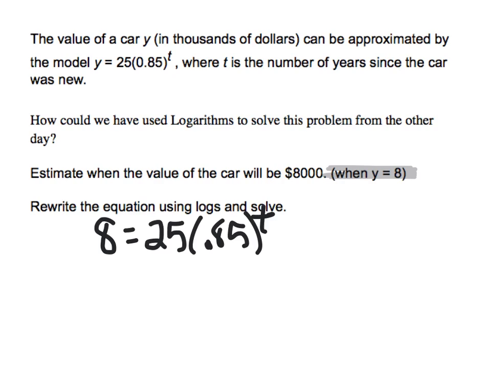Basically, this is saying that 25 means that the car was worth $25,000 when it was new. The 0.85 indicates that each year the car depreciates by 15%. So if we wanted to calculate what the value of t would be, if we wanted to write it as a log, the first thing we would want to do is get the exponent part all by itself on one side.